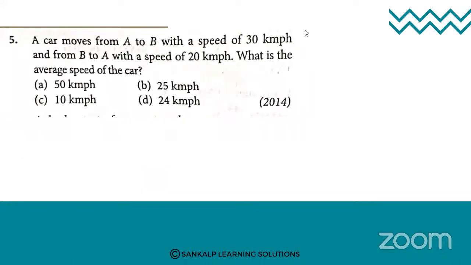The next question. A car moves from A to B with a speed of 30 km per hour. Okay, so the car is moving from A to B with 30 km per hour and from B to A with 20 km per hour. What is the average speed of the car?